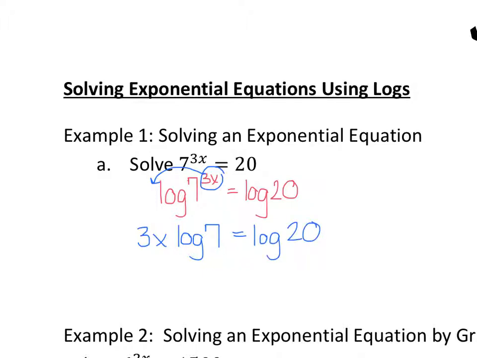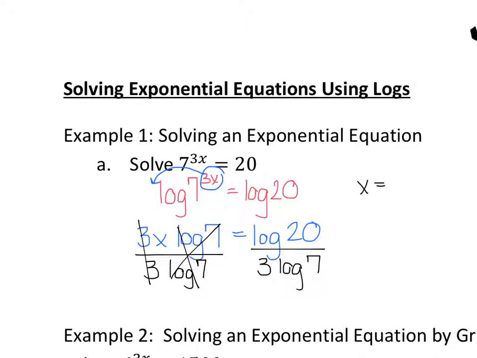You with me so far? Our goal is to get x by itself. So how can we move that 3 and log 7 to the other side? Divide. Since they're all being multiplied, that is an easy way to move them. So they cancel over here. So we're left with x equals log 20 over 3 log 7.